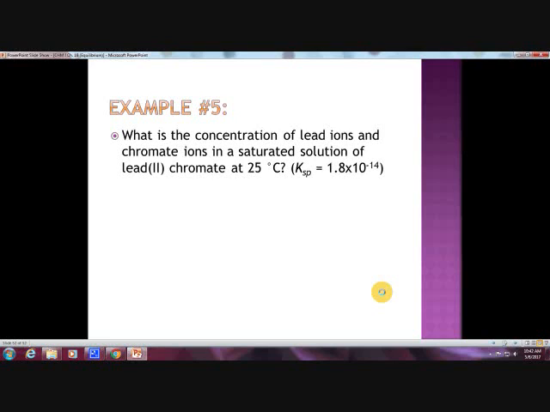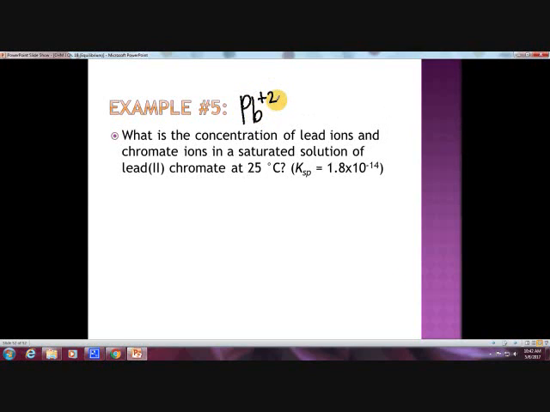What's the concentration of lead ions and chromate ions in a saturated solution of lead 2 chromate at 25 degrees Celsius? And I give you the KSP. The first thing we have to know is how to write lead 2 chromate. What's the symbol for lead? Plumbum, Pb. And if it's a Roman numeral 2, what does that tell you? It has a positive 2 charge.